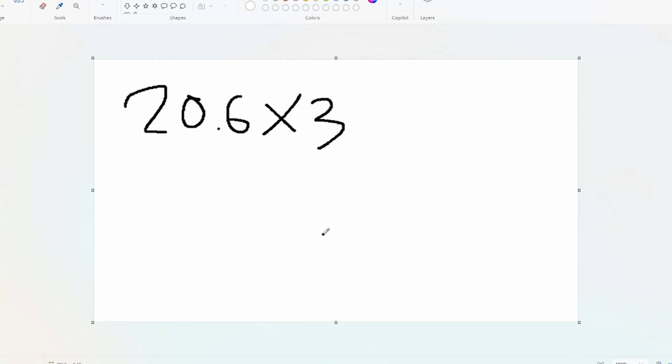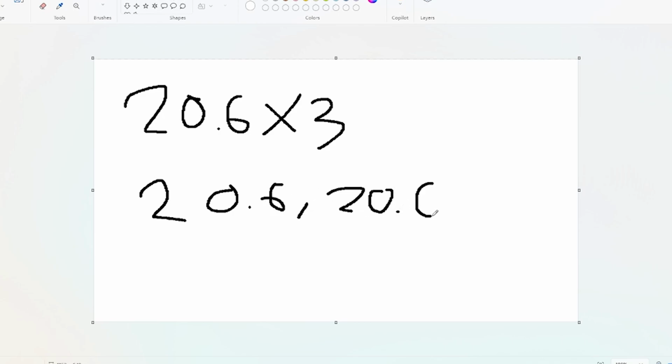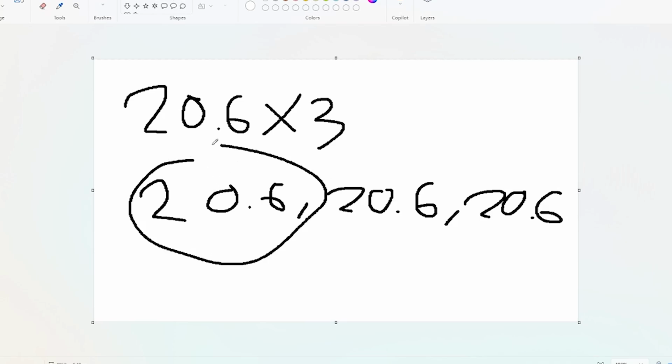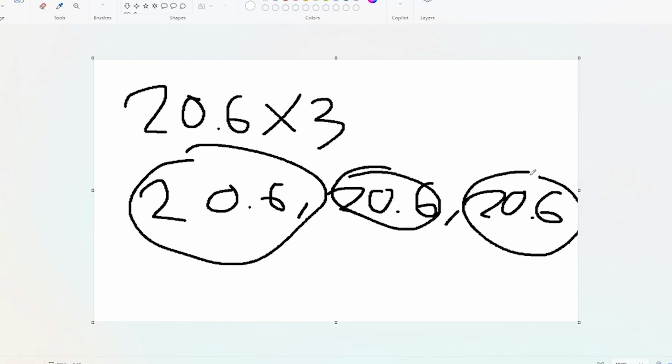The next problem is going to be 20.6 times 3, which will equal 20.6, 20.6, and 20.6. That's 1, 2, and 3 of these in existence.